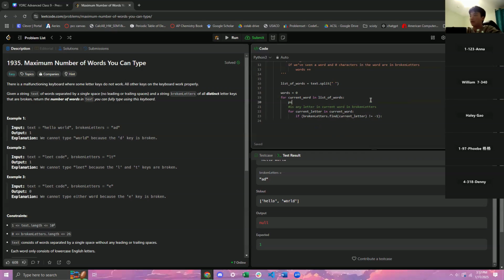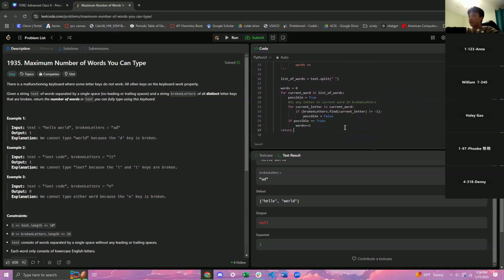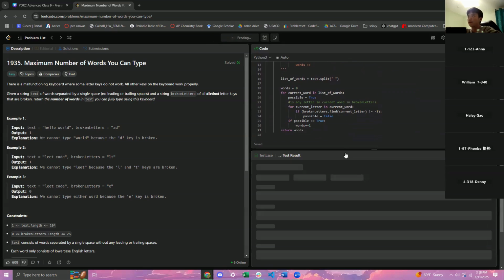So let's just say possible equals true. Let's first set it to true, let's be optimistic. But otherwise, if a broken letter exists, then we set it as false, then it doesn't work. Then we just check if possible is true, then we add to our words. Boom. That's what we just did. And then at the end, we just return words. And let's see what happens. Run. Pretty sure this will work.